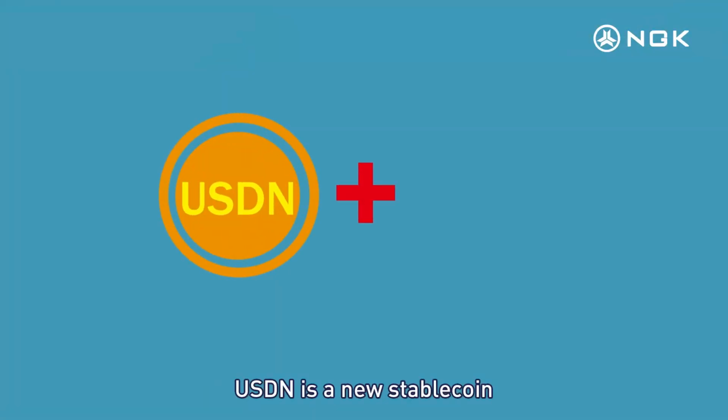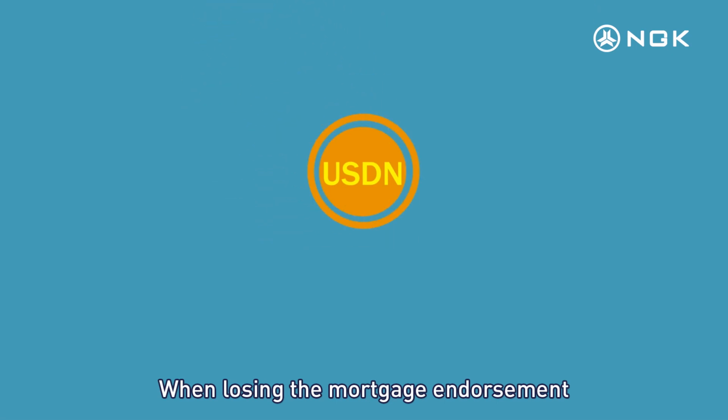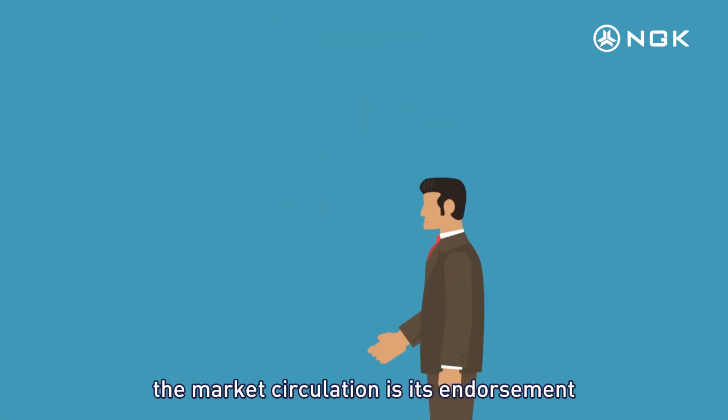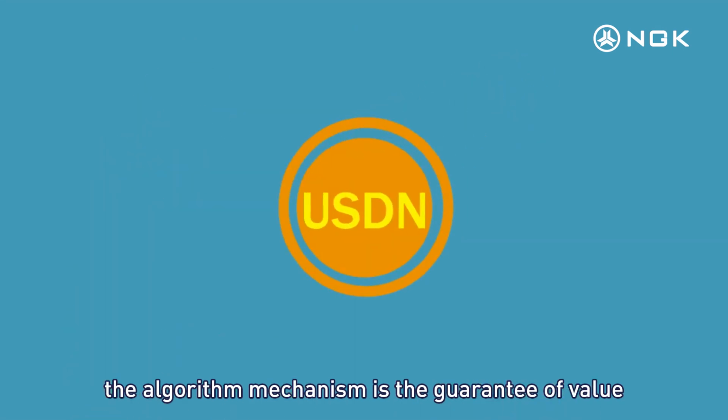USDN is a new stablecoin which combines the operation ability. When losing the mortgage endorsement, the market circulation is its endorsement, and when there is no circulation, the algorithm mechanism is the guarantee of value.